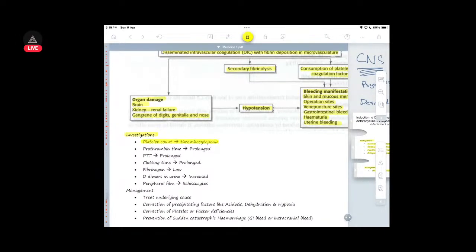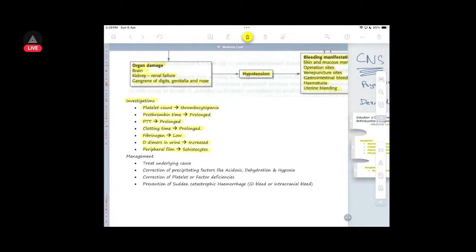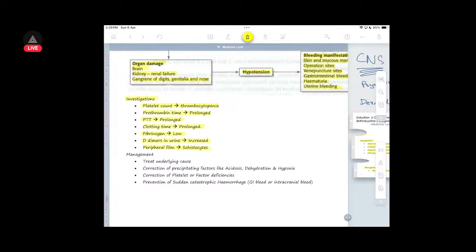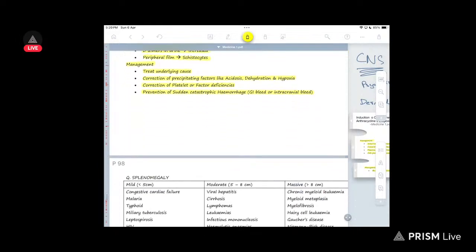Investigations: you have platelet count showing thrombocytopenia, prothrombin time will be prolonged, PTT will be prolonged, clotting time will be prolonged, fibrinogen level will be low, D-dimers in urine will be increased, and on peripheral film you will see schistocytes. And management: you treat the underlying cause, correct the precipitating factors like acidosis, dehydration, and hypoxia, correct platelet or factor deficiency, and prevent sudden catastrophic hemorrhage, GI or intracranial bleeding.